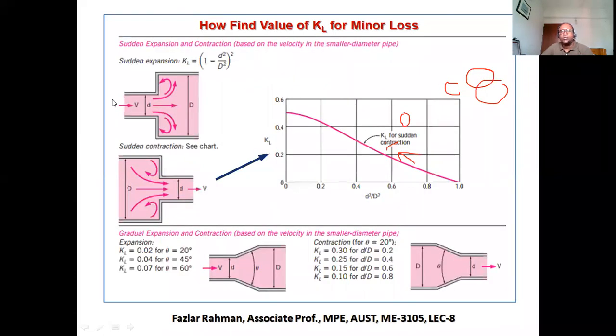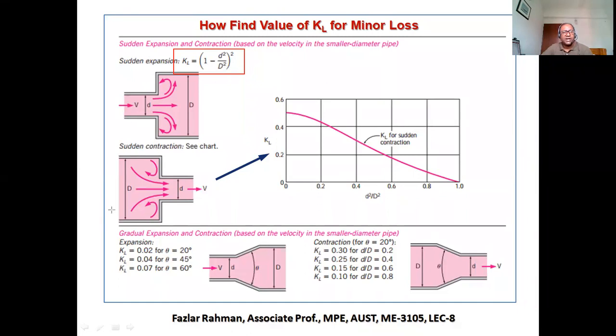Then if we look right over here, sudden expansion, that means you have a smaller pipe attached suddenly to a bigger pipe. This is diameter small d, this is bigger D. In that case, what will be your sudden expansion, right? Right over here. So in that case, you need to use this equation. That means small d square divided by big D square, 1 minus that, then whole square. This is the value of KL.